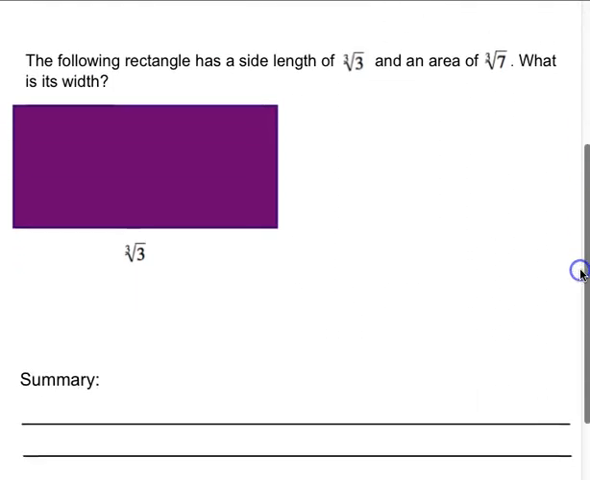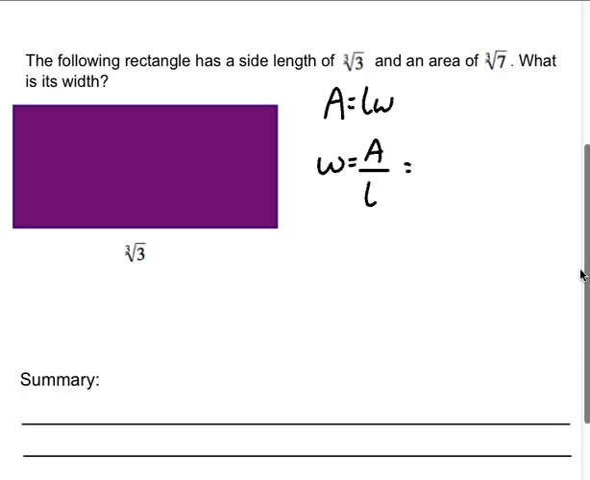All right. Last example. The following rectangle has a side length of cubed root of 3 and an area of cubed root of 7. What is its width? So in the previous notes, we talked about how area is length times width. So if I'm looking for the width, what that means is the width is the area divided by the length. Okay, algebraic manipulation, we talked about that back in chapter 1. Okay, solving for a different variable.